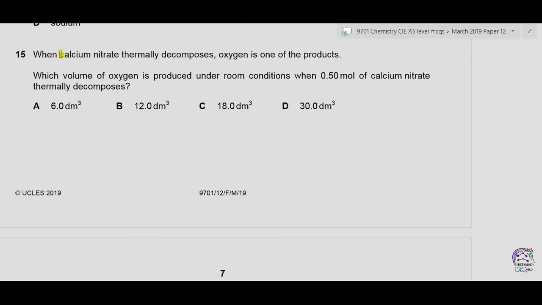Question number 15. When calcium nitrate thermally decomposes, oxygen is one of the products. Which volume of oxygen is produced under room conditions when 0.50 moles of calcium nitrate thermally decomposes? Let's first write a balanced chemical equation for decomposition of calcium nitrate. So we have Ca(NO3)2 twice. When it is heated, it forms calcium oxide, nitrogen dioxide, and oxygen gas. After balancing, the molar ratio comes to be 2 to 4 and 1.